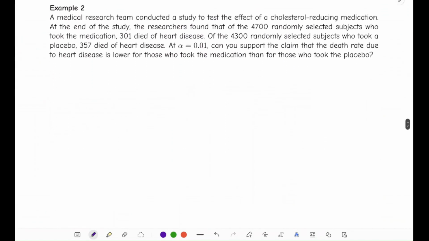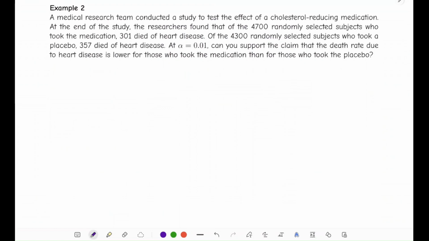Example 2. A medical research team conducted a study to test the effect of a cholesterol-reducing medication. At the end of the study, the researchers found that of the 4,700 randomly selected subjects who took the medication, 301 died of heart disease. Of the 4,300 randomly selected subjects who took a placebo, 357 died of heart disease. At alpha equals 0.01, can you support the claim that the death rate due to heart disease is lower for those who took the medication than for those who took the placebo?